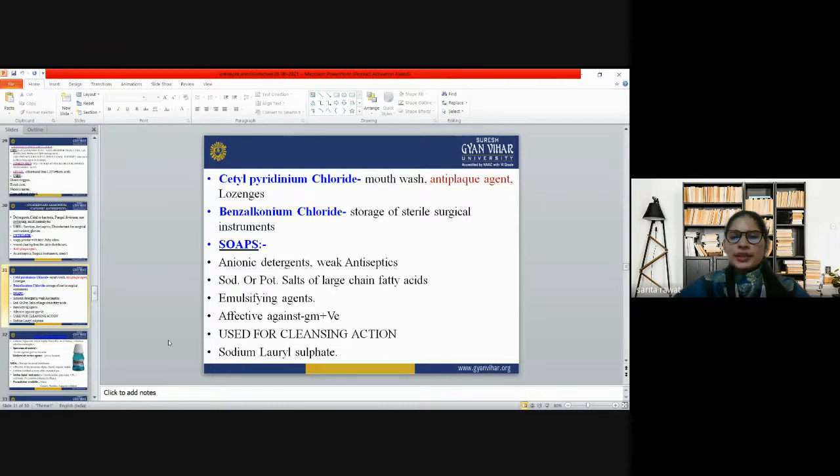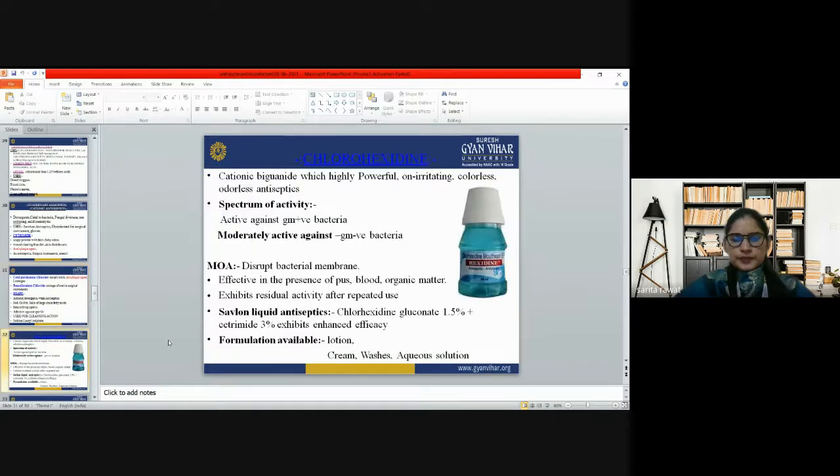Now, the next we have soaps. Soaps include anionic detergents, weak antiseptics, sodium or potassium salts of long chain fatty acids. They have an emulsifying action and are effective against gram-positive and gram-negative bacteria. They are used for cleaning action, and sodium lauryl sulfate is also widely used for its bactericidal nature.